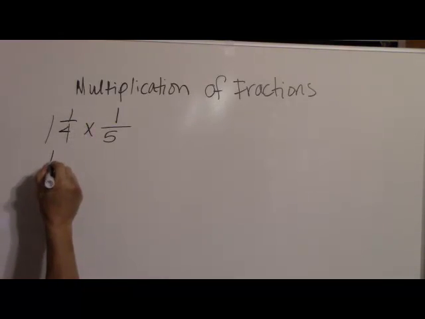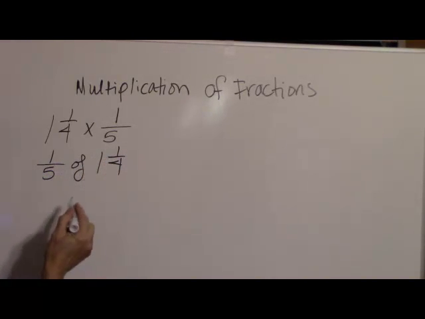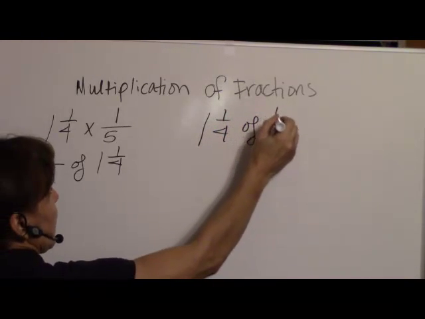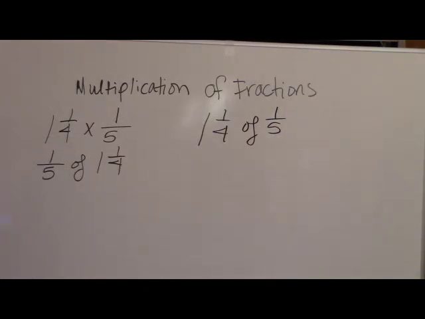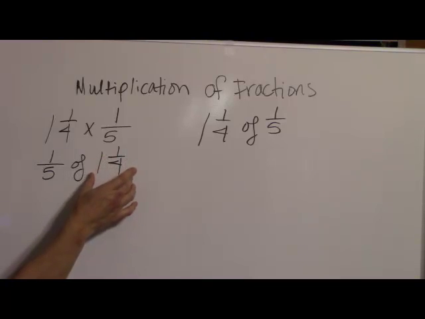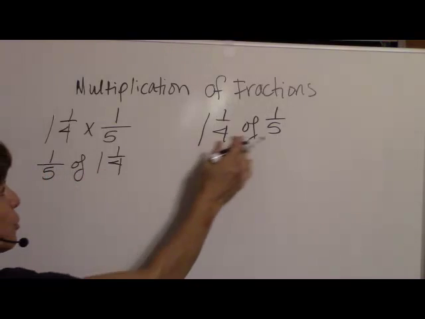1/5 of 1 1/4, or you can find 1 1/4 of 1/5. You can do it either way because multiplication is commutative. Whichever way makes more sense. So this is either 1/5 times 1 1/4. In other words, you have 1 1/4 groups of 1/5, or you have 1/5 groups of 1 1/4, which is a little harder to see. It's probably easier to take the whole number, the bigger number, and make this many of the 1/5. So you want 1 1/4 groups of 1/5.